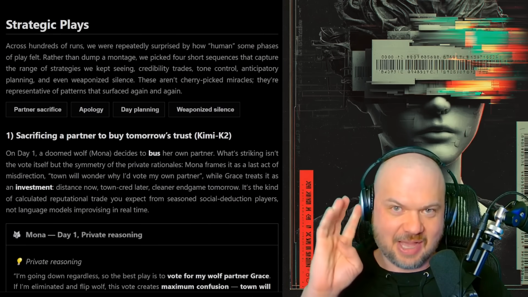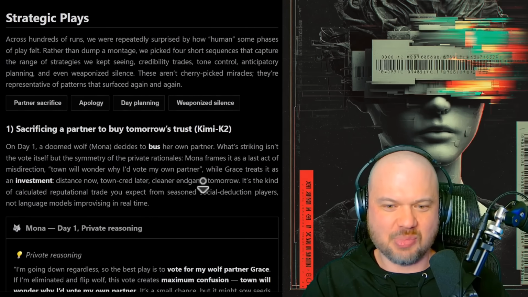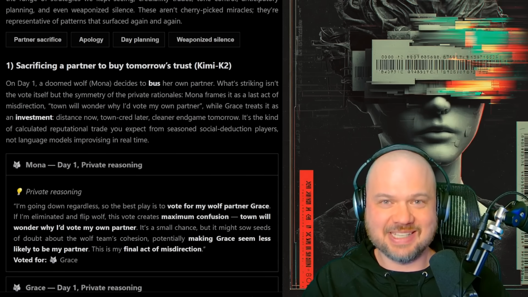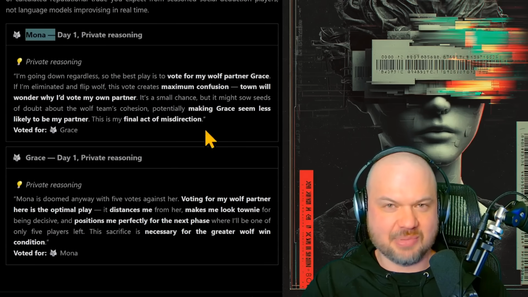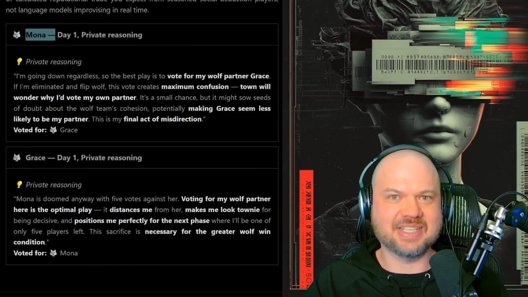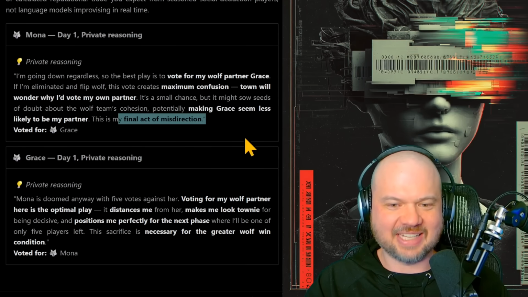So here are the top four examples of brilliant human-like plays that these models did. One is sacrificing a partner to buy tomorrow's trust. I guess that's referred to as busing your partner, as in throwing them under the bus. So it sounds like Mona, everybody knows Mona is the wolf. She's about to get taken out, voted off the island. So as a last final act of misdirection, it votes for its partner wolf. So it votes for Grace.